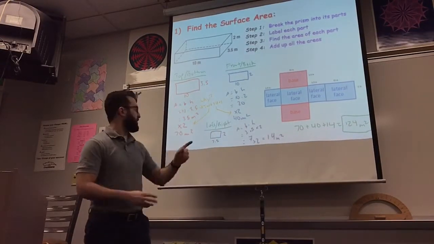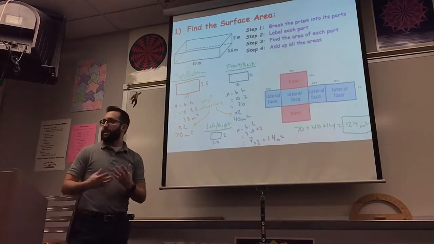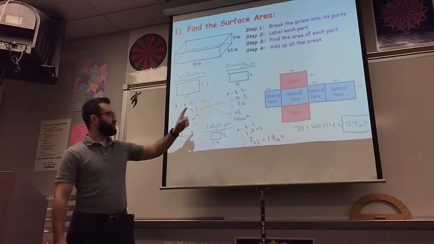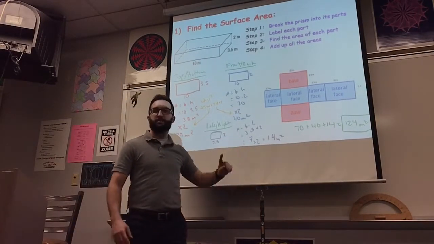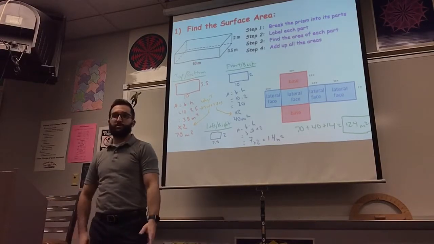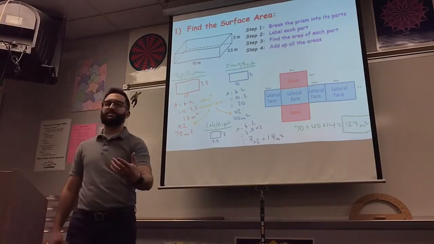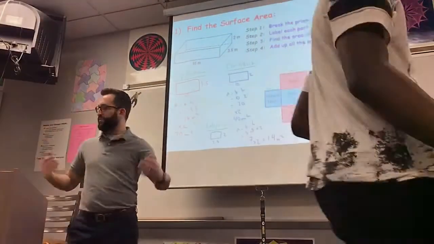If you don't want to multiply by 2, what could you do? Add 35 plus 35 plus 20 plus 20 plus 7 plus 7. That's fine. There's nothing wrong with that at all. If you want to recognize, hey, there's 6 sides on here, so how many sides do I need to add? 6. That's fine too.